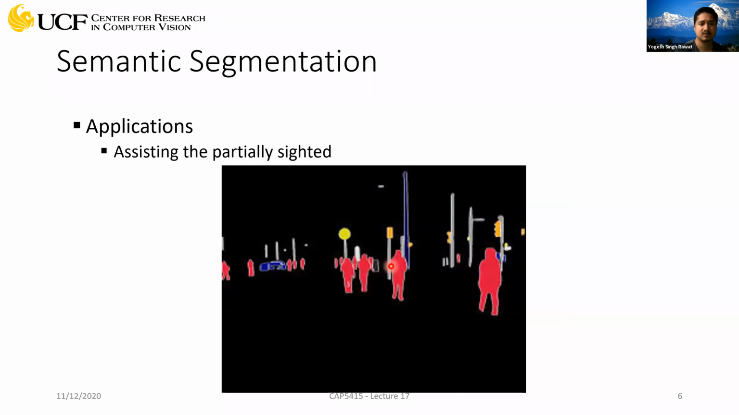The other application could be, as I said, assisting partially sighted people if they can't see well. If we use some kind of camera to record their line of sight, and we perform this kind of semantic segmentation, then we can give feedback to the person about what different objects are present in the scene.